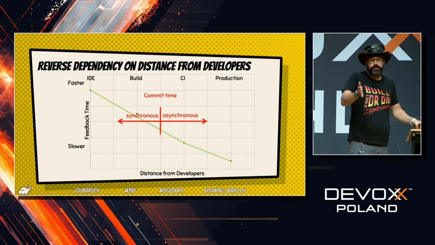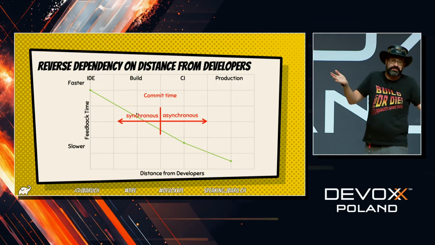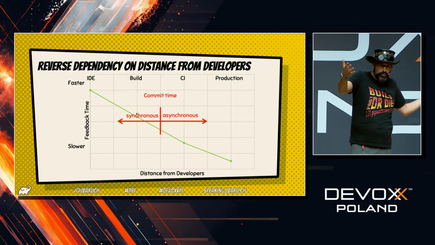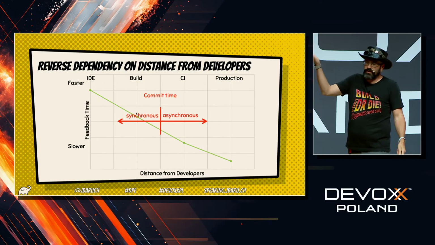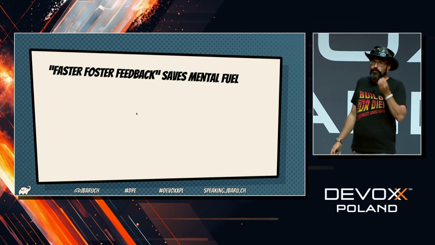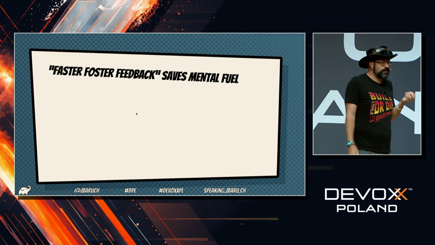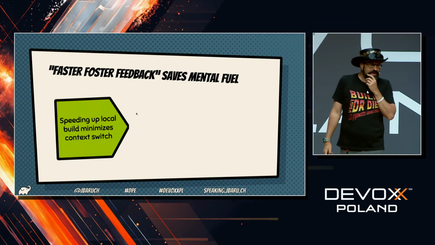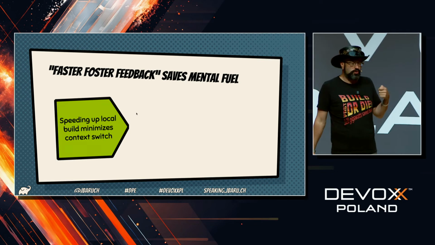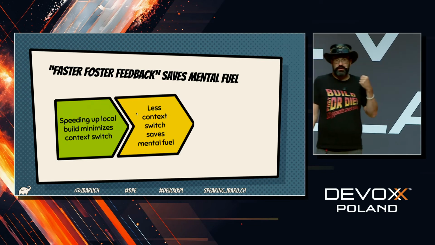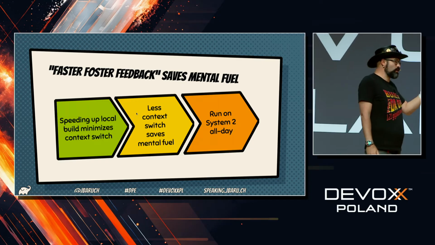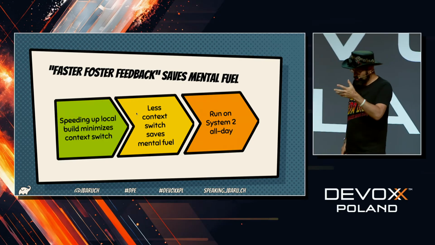The break between synchronous and asynchronous is commit. Everything that we do before we commit our code, we wait for it, or should wait, or want to wait for it, and everything after, we don't. Now, this faster feedback thing saves mental fuel, because speeding up local builds minimizes your context switch. Less context switch saves mental fuel, and then you run on system 2, what I just said.